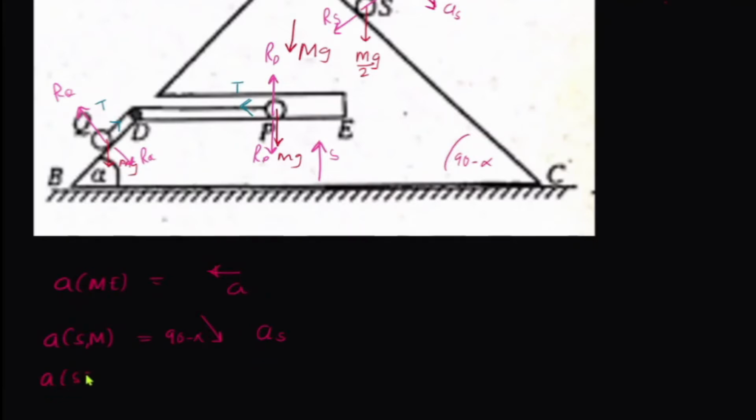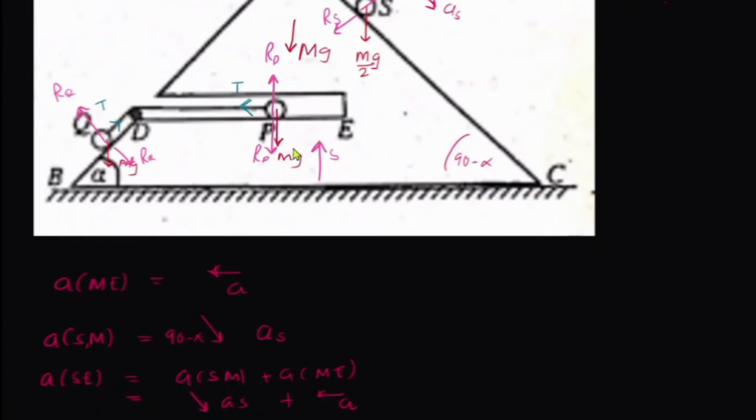Okay, so we need to find the acceleration of S relative to Earth as well, right? So that is acceleration of S relative to M. You do not have to write the equations and all, but still, if you write it, it's better. Acceleration of S relative to the wedge plus acceleration of the wedge relative to Earth, right? So acceleration of S relative to the wedge is in this direction, and acceleration of M relative to Earth is in this direction, A, right?